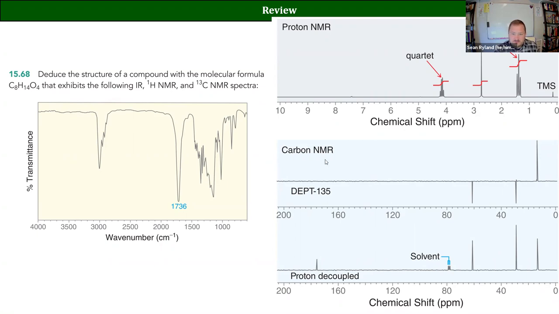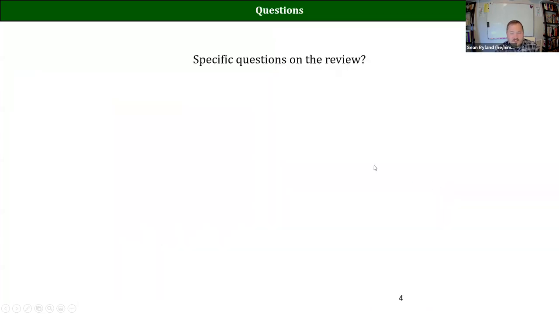We'll come back to this one. Let it sit in your subconscious while we do some other stuff, and then we'll come back to it after break. Not as satisfying as solving it now, but you'll have a better chance of doing it yourself. Any specific questions on the review? I think we got through that pretty well in lab on Tuesday. If anybody had any nagging questions you weren't quite sure about.